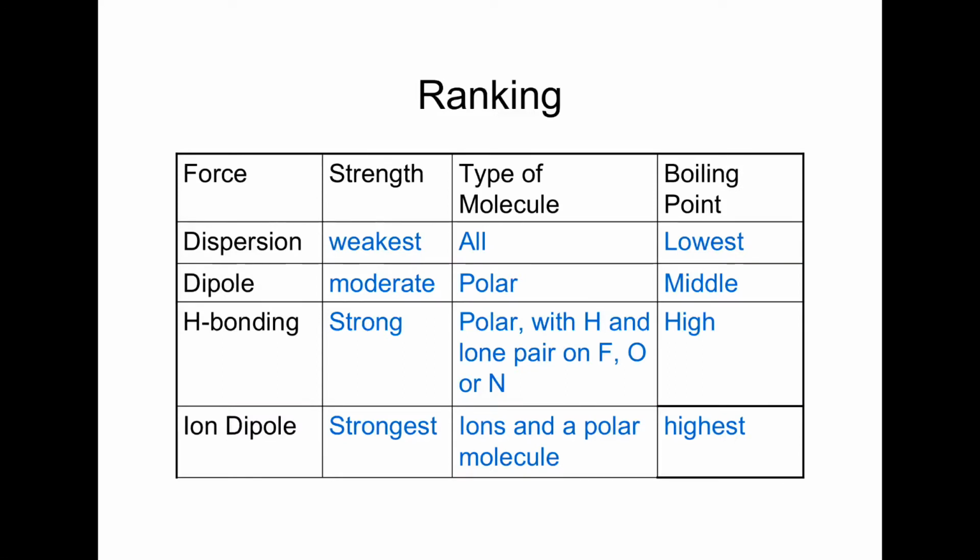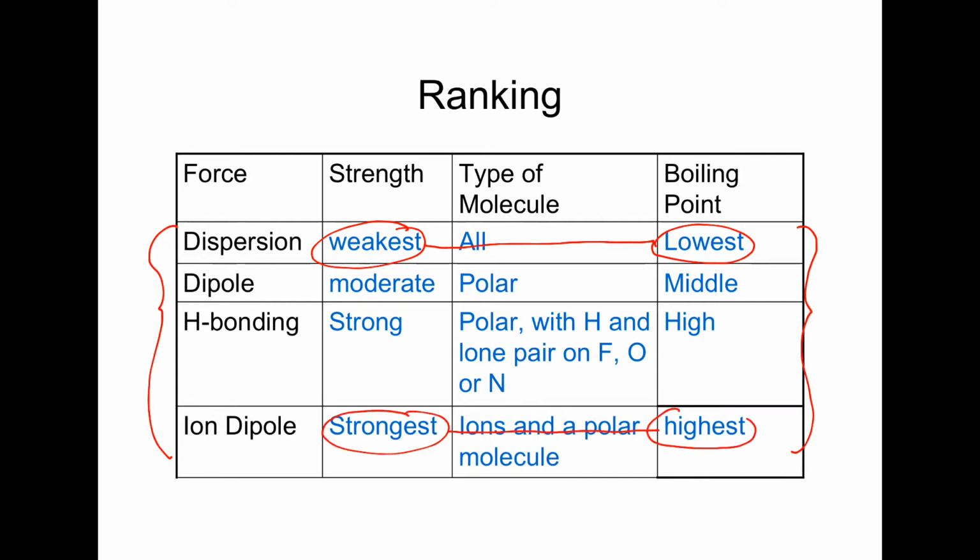So just a little review of the types of intermolecular forces. We have those listed here, and we have their strengths listed here. Dispersion is the weakest. Ion dipole is the strongest. Now we can also see the effect on the boiling point. Because dispersion forces are the weakest, they are the easiest to boil. They have the lowest boiling point. Ion dipole is the strongest, and so their boiling points are the highest. It takes the highest temperature to get the liquid compounds to become gaseous compounds, to separate those molecules from each other.